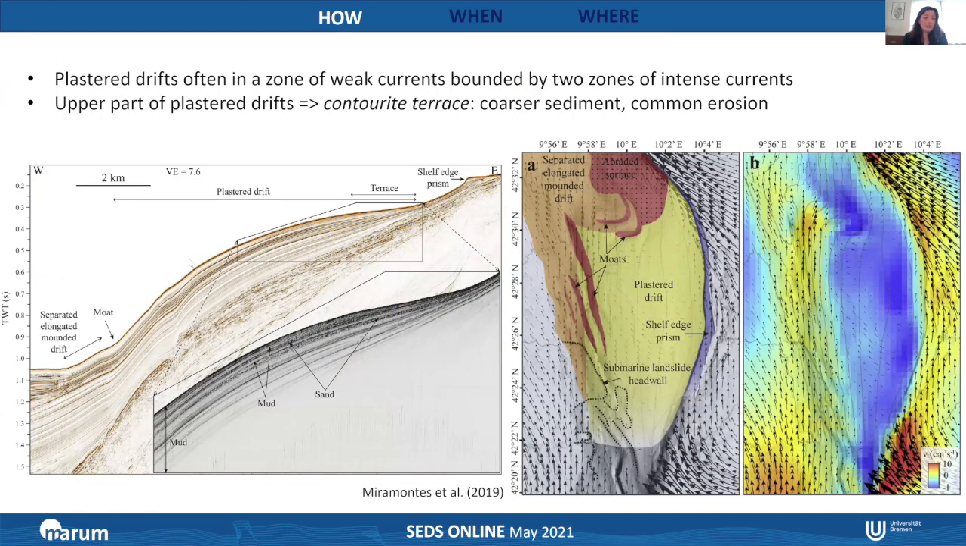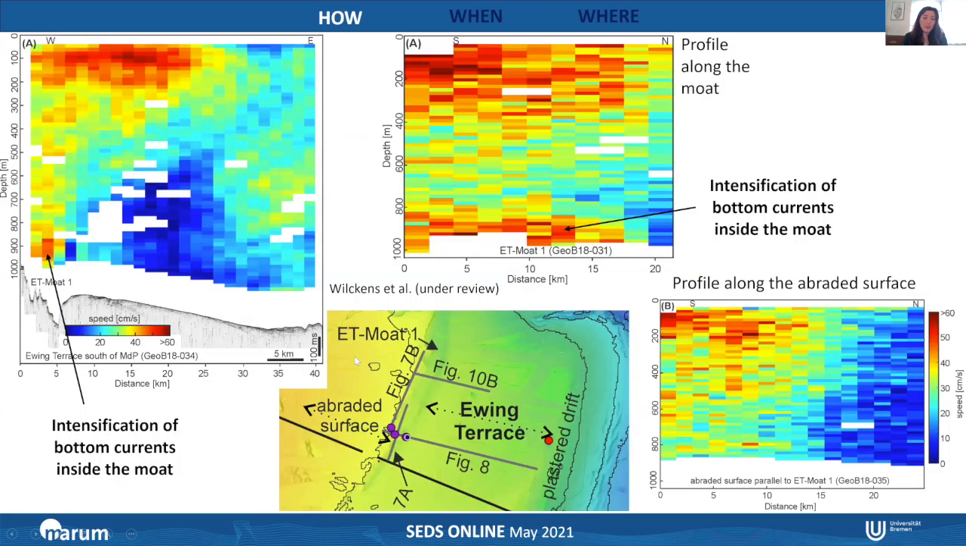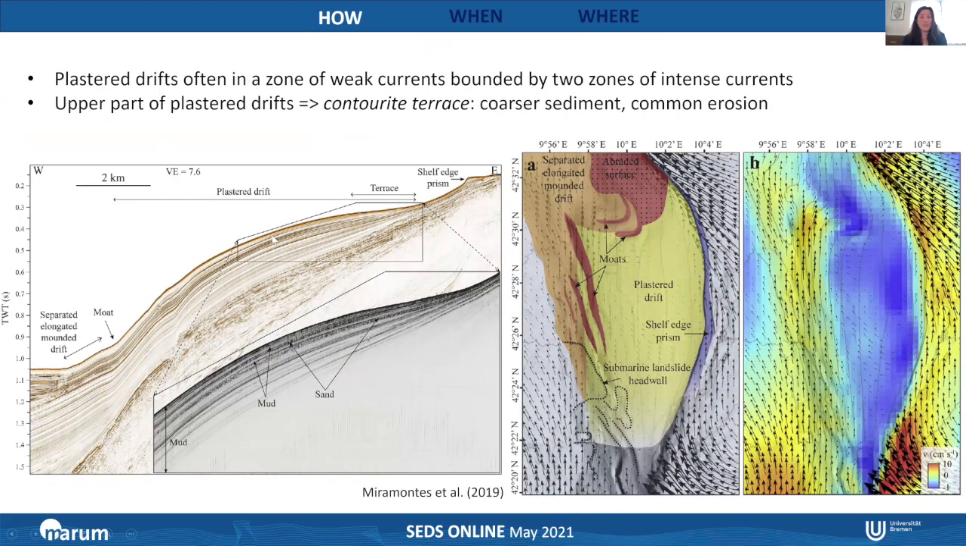So to summarize, in the previous one, we had the moat where we have the strongest currents and then a separated mounded drift that is formed in the zone of weak currents right next to the moat. But in the case of the plastered drift, this is a bit different. The plastered drifts usually are formed in zones in between two currents.